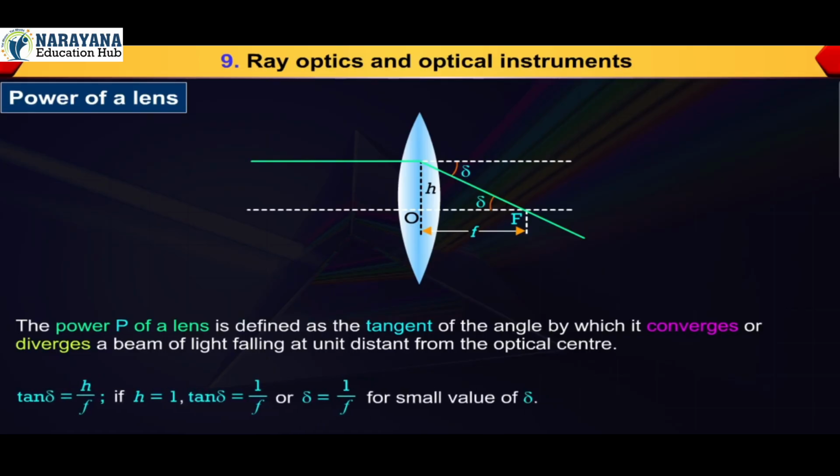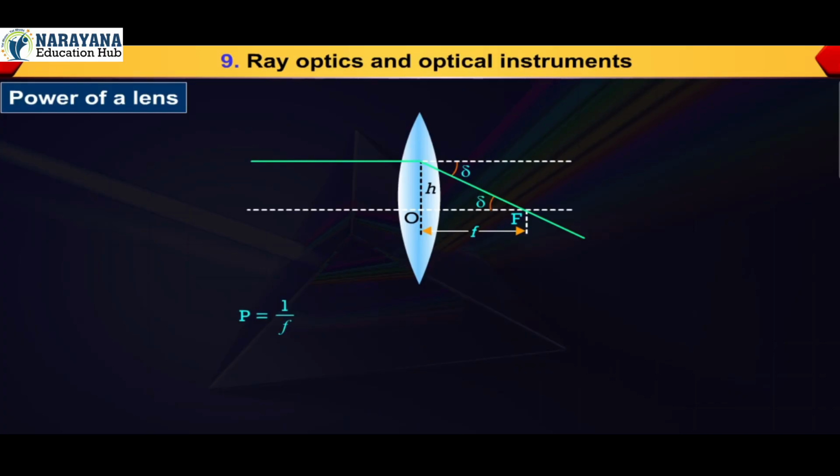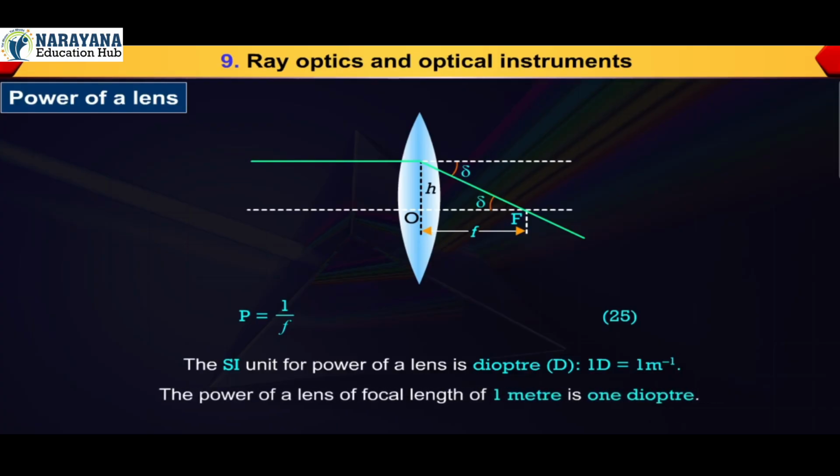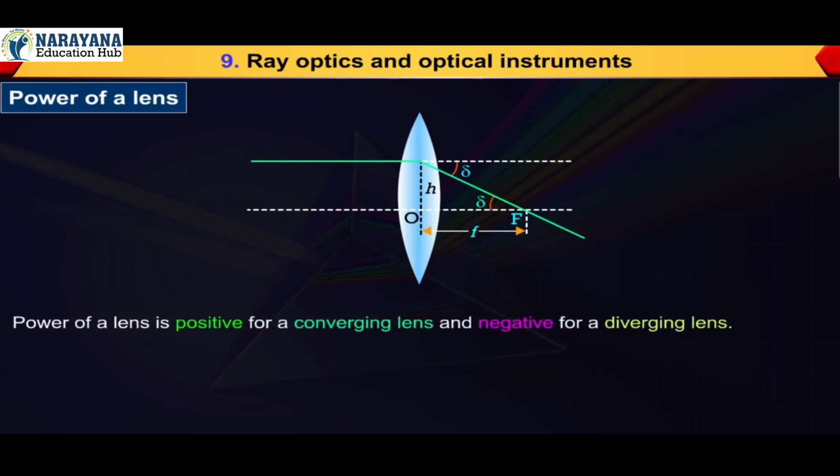Tan delta is equal to h upon f. If h is equal to 1, tan delta is equal to 1 upon f, or delta is equal to 1 upon f for small value of delta. Thus, P is equal to 1 upon f, equation 25. The SI unit for power of a lens is diopter. 1 diopter is equal to 1 meter inverse. The power of a lens of focal length of 1 meter is 1 diopter. Power of a lens is positive for a converging lens and negative for a diverging lens.